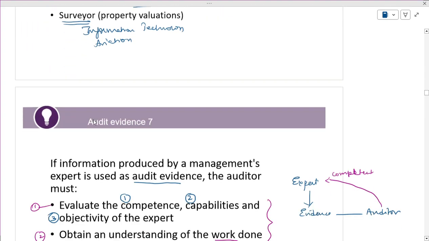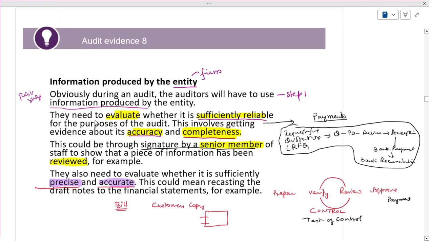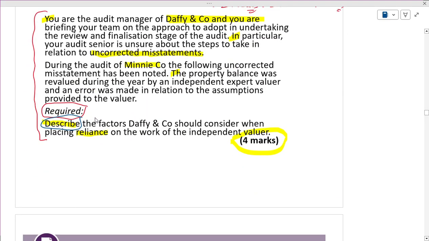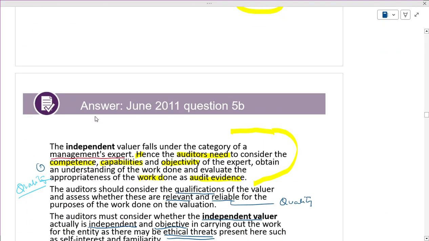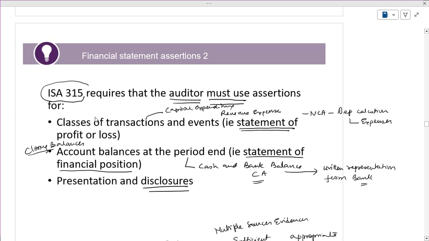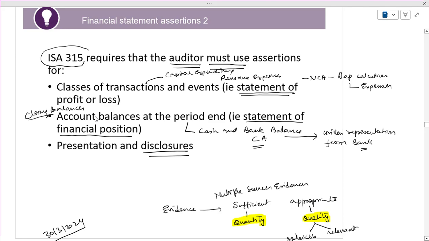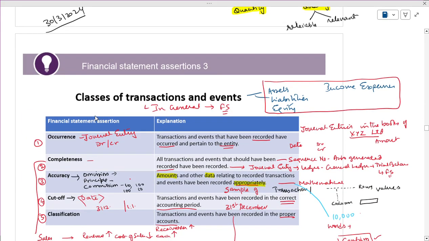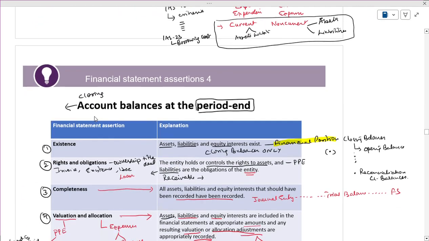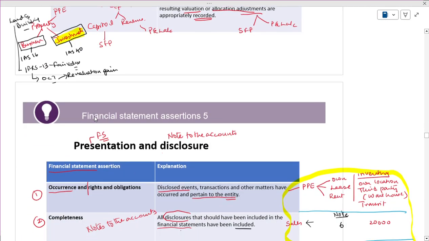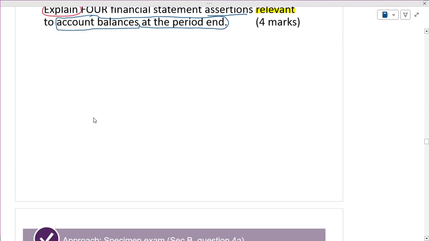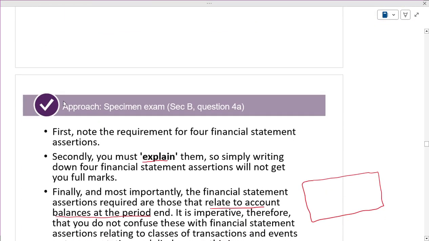The first part is audit evidence. The second part is assertions. What are the different assertions in terms of classes of transactions, year-end balances, and presentation? Fine. Can I go to the next chapter?